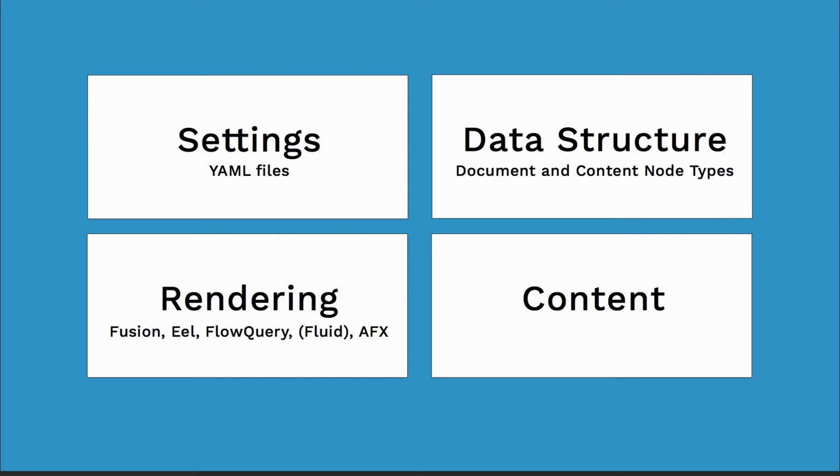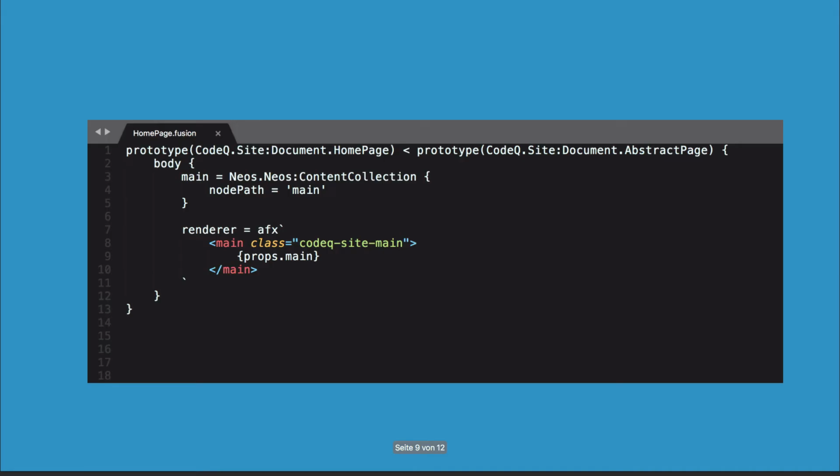And for actually writing the markup, there are right now 2 options. One is called Fluid and one is called AFX, and we'll use AFX because that's the new standard. This can look something like this. Here you see we define how a home page is rendered. We say it inherits from abstract page, which we defined before. And then in the body, we have a main content, which is all the content which the editor added on that page. And what we do here right now is wrap the main content in an HTML tag called main class. And you'll see this AFX looks very similar to how React does rendering.